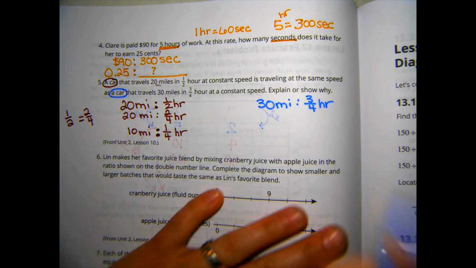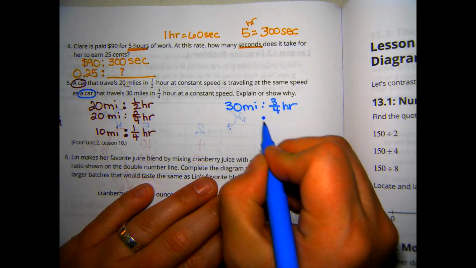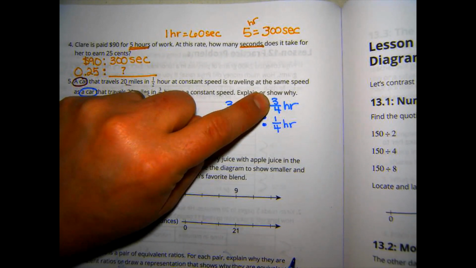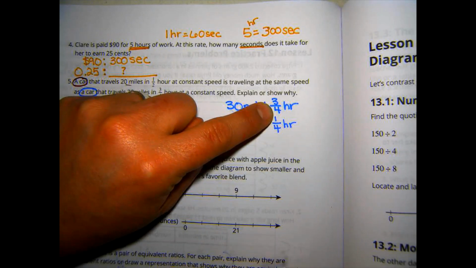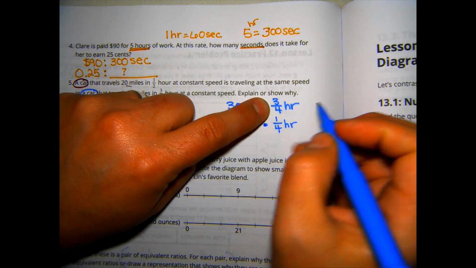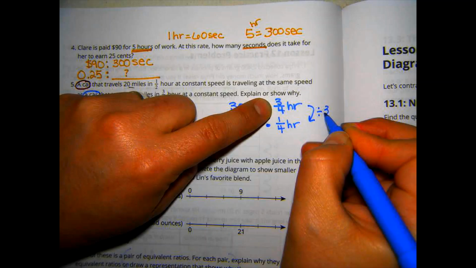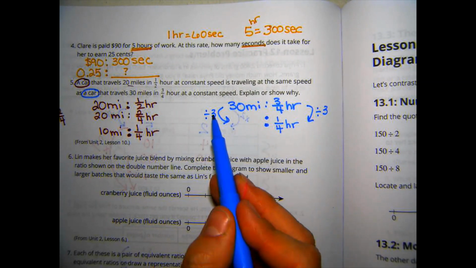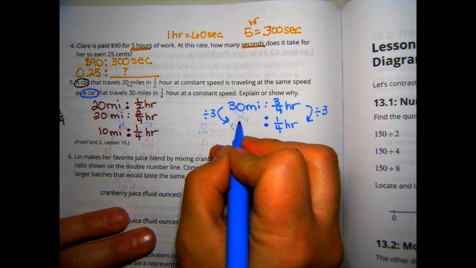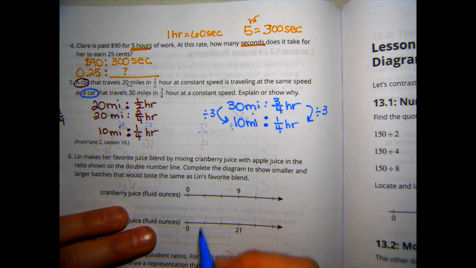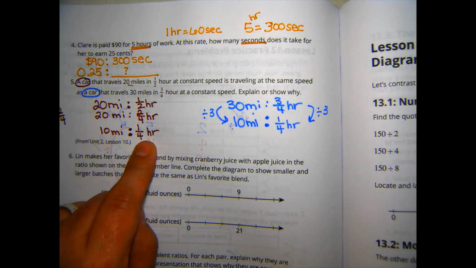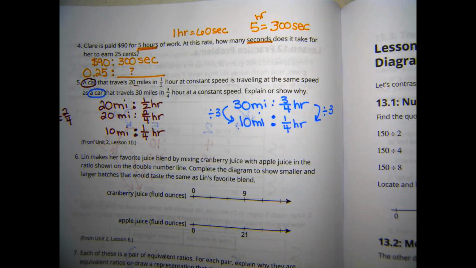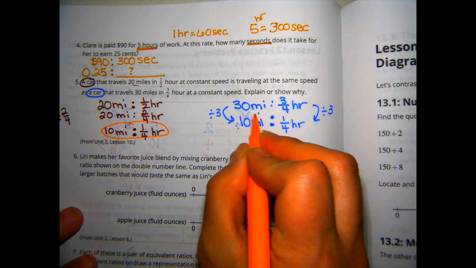Now let's take the blue car and get it down to 1/4. Okay, so we need to get to 1/4 of an hour. How many 1/4s are in 3/4? That's right, 3. So if I take this 3/4 and I divide it by 3, I get 1/4. So I'm also going to divide my 30 by 3. So 30 divided by 3 is 10. So the red car is going 10 miles in 1/4 of an hour, and the blue car is going 10 miles in 1/4 of an hour. And what do you know? That is exactly the same.